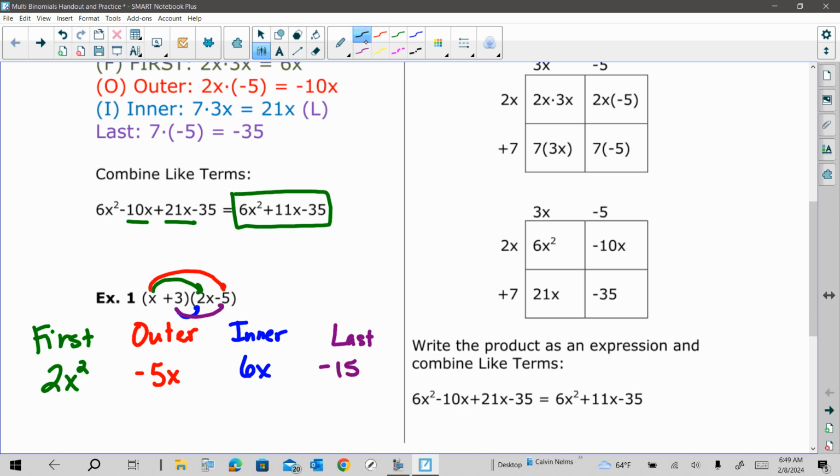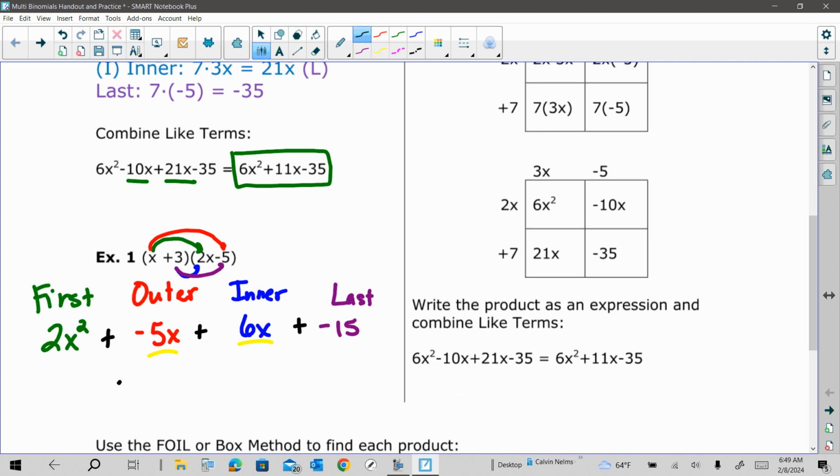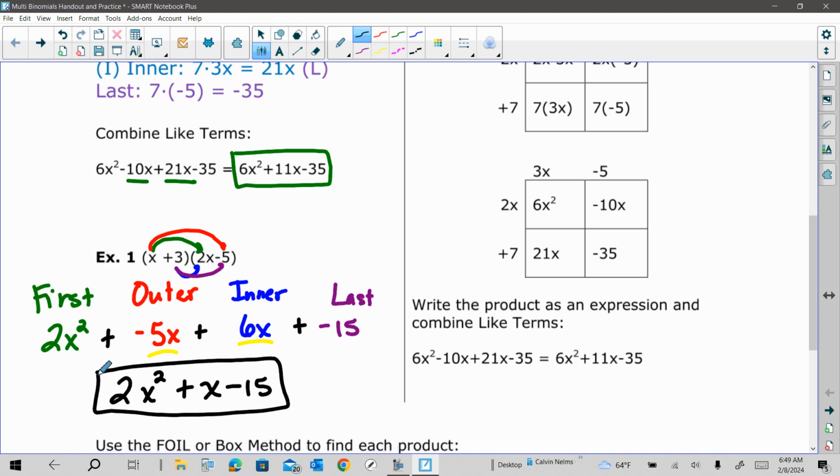So really what we're doing is we're adding all these together. And then here we're going to have to combine our like terms. So when I simplify, my final answer here is 2x squared plus x minus 15. And there we have it. So that's the FOIL method.